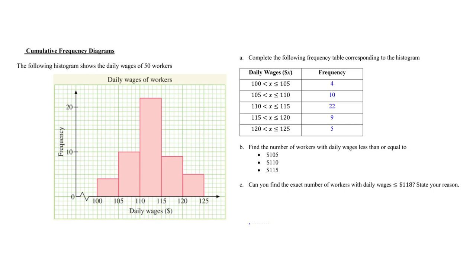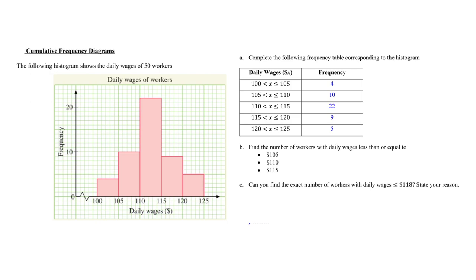Hello everyone, welcome to this video where we are going to explore what is called a cumulative frequency diagram, curve or graph, and how it can help us to find information. Okay, so I'm going to use this as an example from a histogram. This histogram shows the daily wages of 50 workers. And from the histogram, I can then come up with my frequency table.